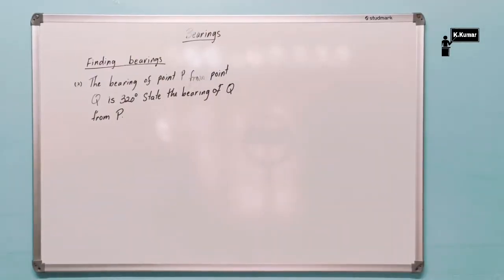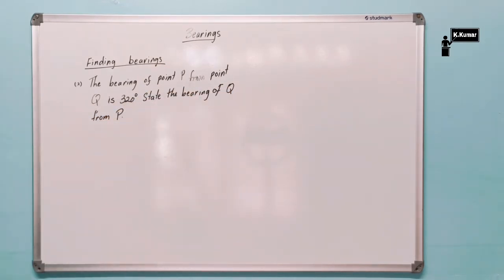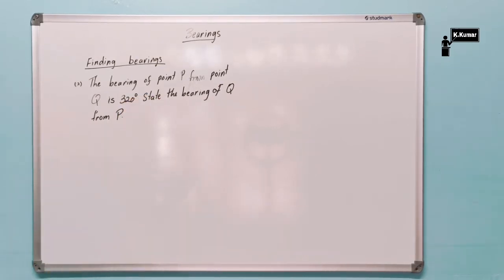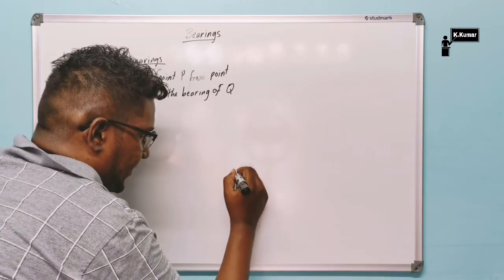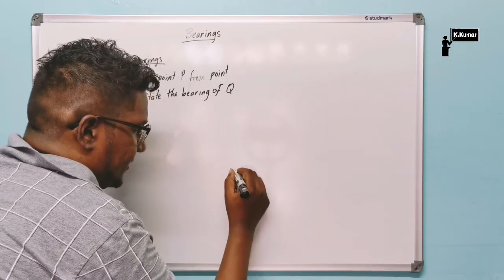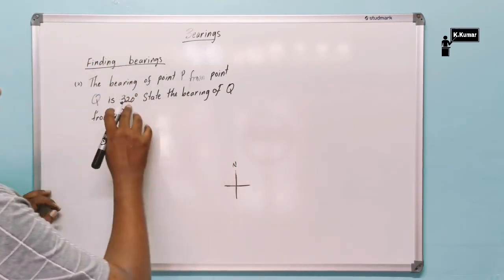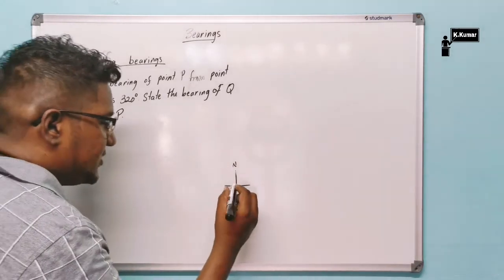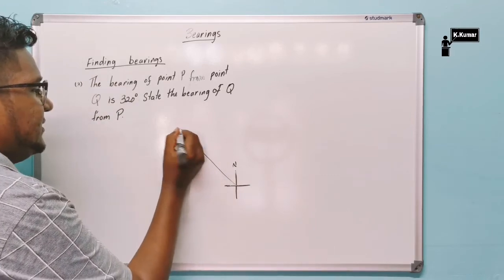The second example, the bearing of point P from point Q is 320 degrees. State the bearing of Q from P. So the first thing we have to do again is to draw our bearing. So we start with our cardinal point. This is north. So we know that 320 degrees would fall between 270 and 360. So let's draw our bearing line somewhere there and put a point.